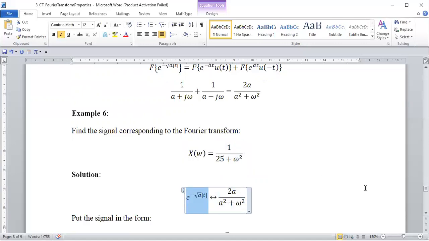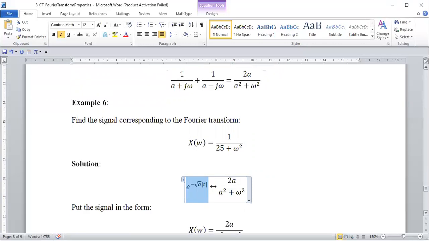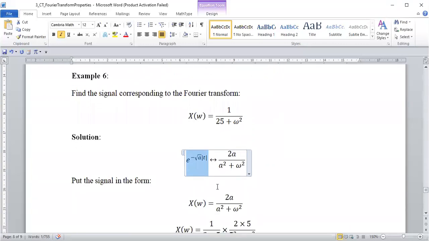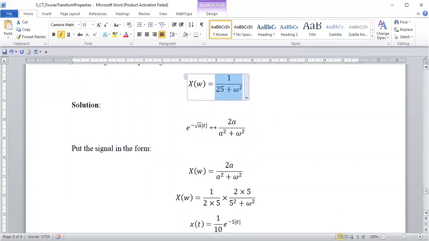Then we'll try to get the original signal. That's the strategy we are going to use. So we're going to put our question in this form. When we put our question, which is 1 divided by 25 plus omega squared, in this form, we're going to arrive at this. Now we have 5 squared plus omega squared.